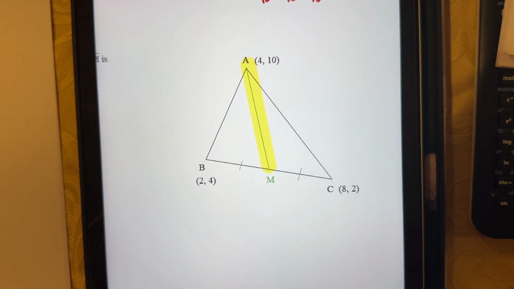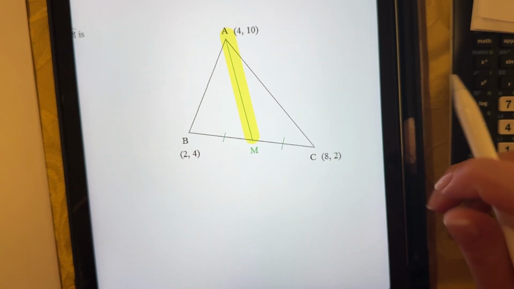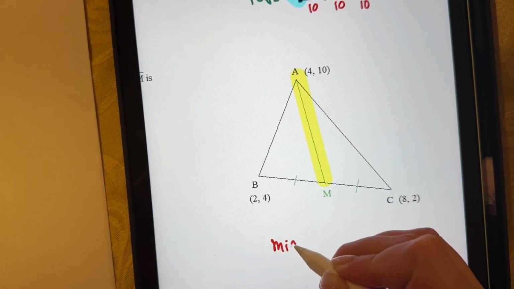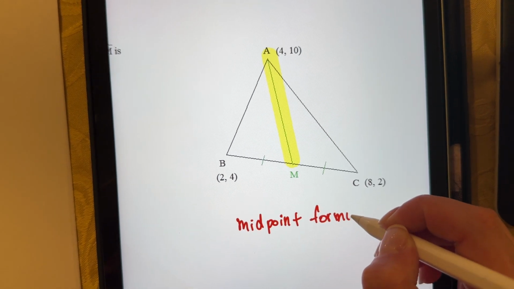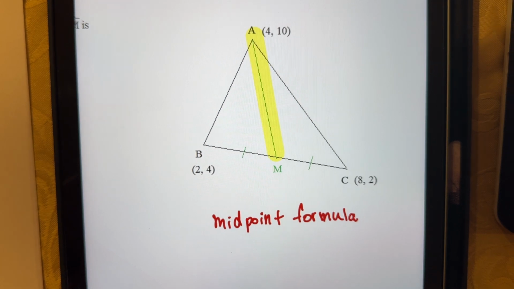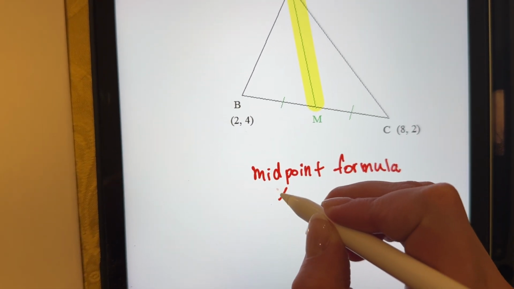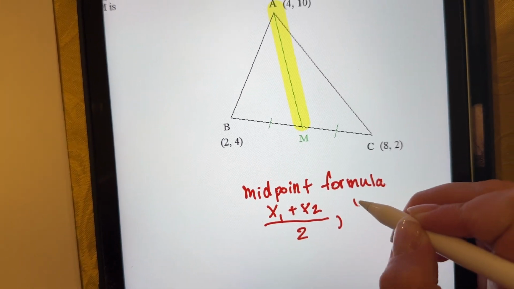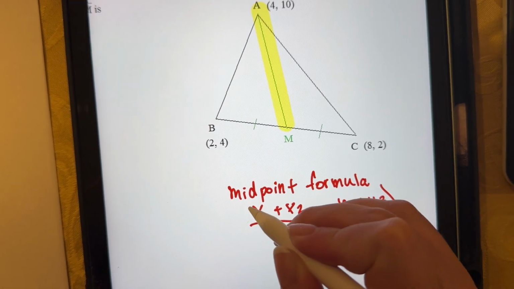So we want to use the midpoint formula here. This comes up in every ACT, so you want to memorize this. The midpoint formula is very simple: we're going to add the x values, divide by 2, and add the y values, divide by 2. So it's x1 plus x2, all divided by 2, y1 plus y2, all divided by 2, in parentheses.